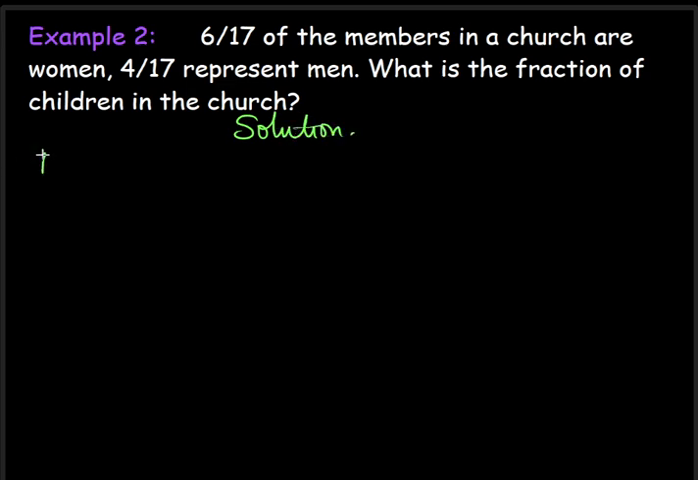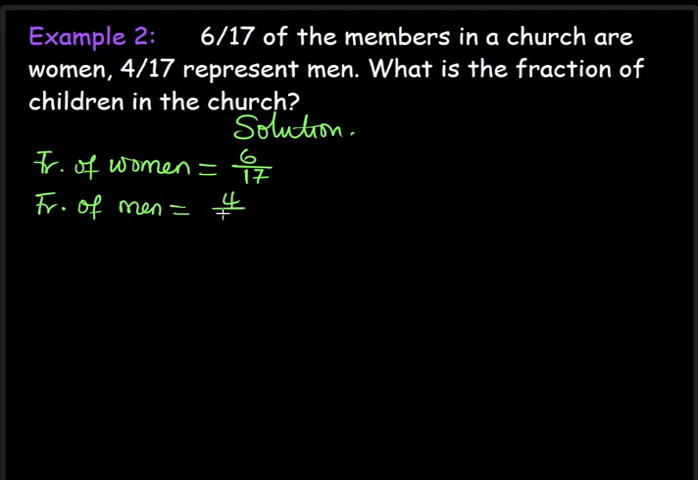So we have the fraction of what? Fraction of women is equal to 6 over 17, and then we have the fraction of men, that would be what? 4 over 17. And then what are we to find? We are to find the fraction of children. That would be a question mark.